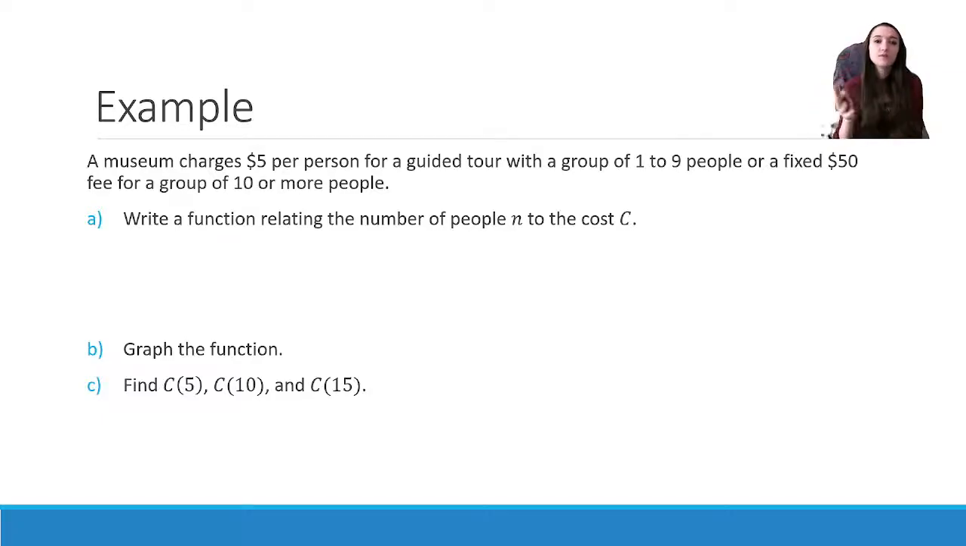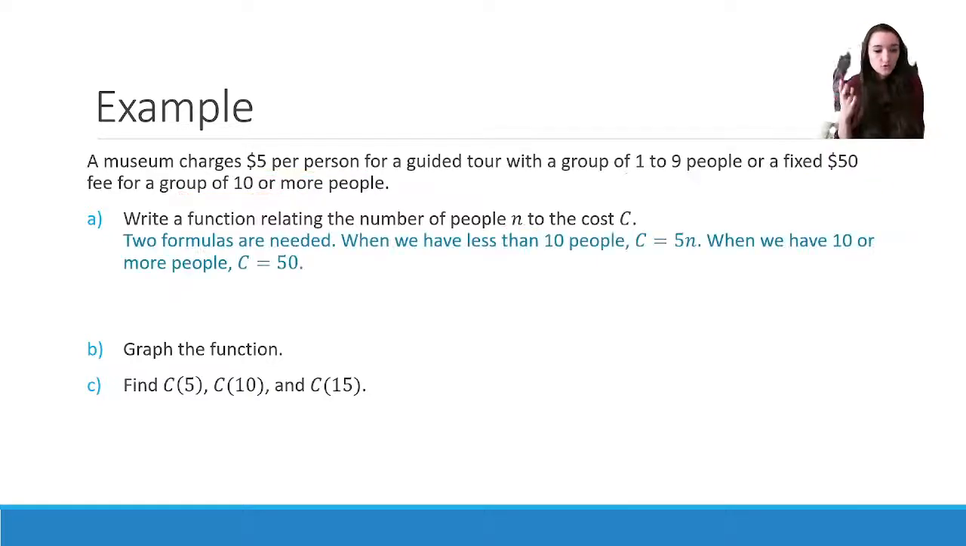So a museum charges $5 per person for a guided tour with a group of 1 to 9 people, or a fixed $50 fee for a group of 10 or more people. So, write a function relating the number of people n to the cost c. So here we have number of people n, cost c, it's $5 per person, up to 9 people, or $50 for 10. So, we can say 2 formulas are needed.